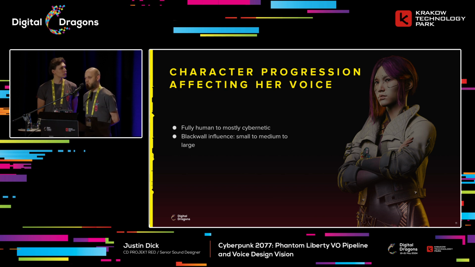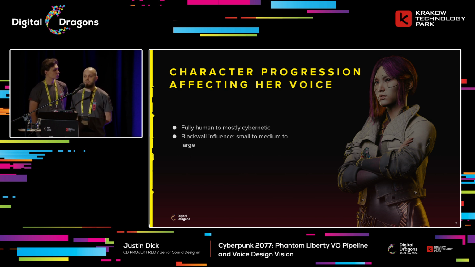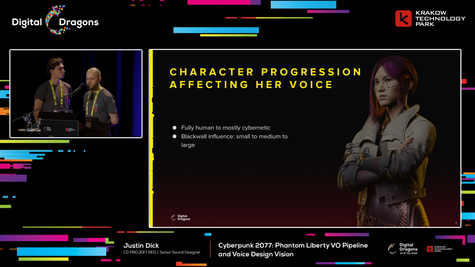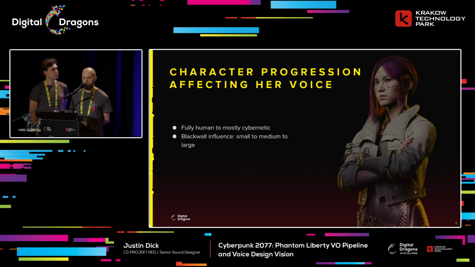Speaking through the relic is the most common way that Songbird speaks to V. And because of this Blackwall protocol, which is this progression of using the Blackwall that Songbird does, begins early in the expansion as very light, progresses partway through to a more medium level, and then by the end it's very heavy. This type of character progression for Songbird ends up being intrinsically tied to the main narrative of Phantom Liberty.